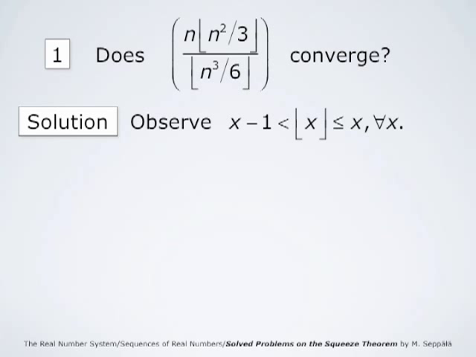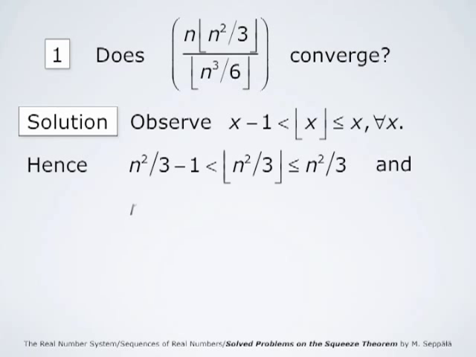To that end, we observe that floor of x, which is defined to be the largest integer at most x, satisfies the double inequality: floor of x is larger than x minus 1 and it is at most x. This follows immediately from its definition. Therefore, the quantity floor of n squared over 3 is at most n squared over 3 and at least n squared over 3 minus 1. And likewise, floor of n cubed over 6 is at most n cubed over 6 and it is strictly larger than n cubed over 6 minus 1.